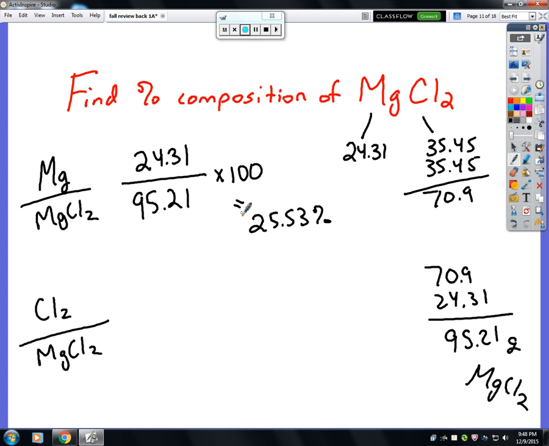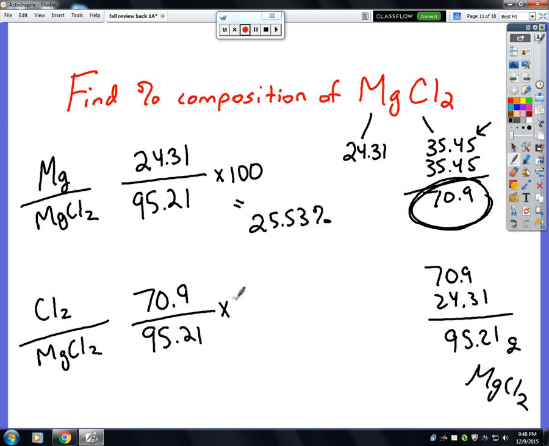Now how do I do this one? Do I take 35.45 or 70.9? I take 70.9 because that's the mass of two chlorines over 95.21. And again, that's a ratio, so to get a percent, I need to multiply by 100. And my answer to that is 74.47%. Okay? With me?